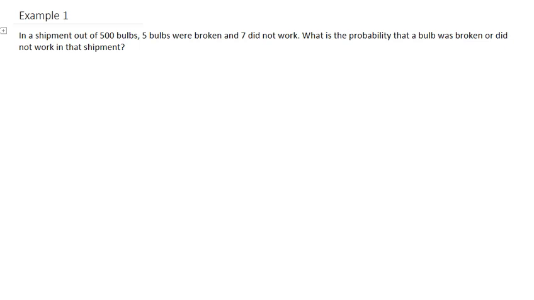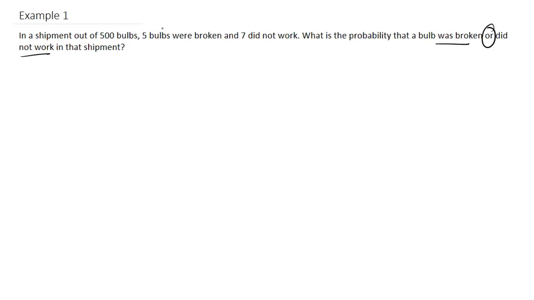Example 1. In a shipment of 500 bulbs, 5 bulbs were broken and 7 did not work. What is the probability that a bulb was broken or did not work in that shipment? So when looking at this problem, we notice we have an OR probability. And so when we have an OR probability, the first step is to find both probabilities that we're looking at. So we have broken and then did not work.